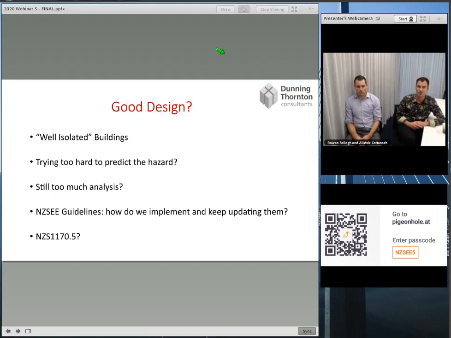It's our suggestion that it's really time for a major overhaul of 1170 if we really want to be pushing these low damage buildings and making it easier for designers to do it, so we don't have to do these complicated analyses. Why can't 1170 be a better cookbook with some loads and some displacements? They're really simple, so we can spend all the time designing better buildings on the drawing board, so to speak, rather than the analysis machine. And that's us.